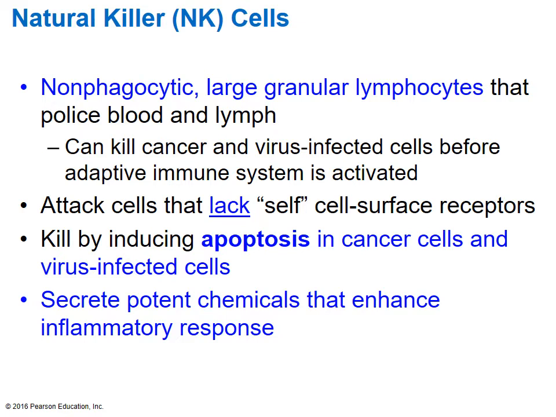Your natural killer cells, which are, as I said, specific lymphocytes or modified lymphocytes, these are also an example of our innate system.